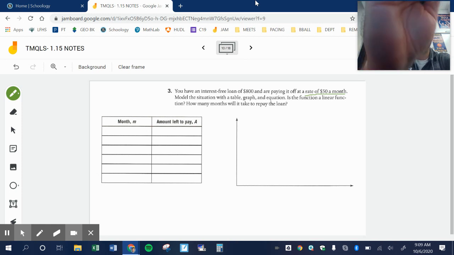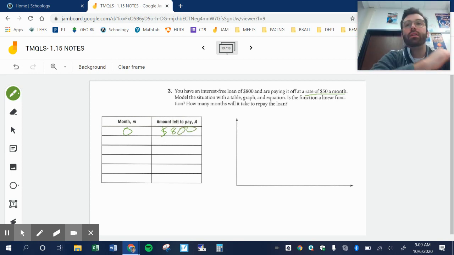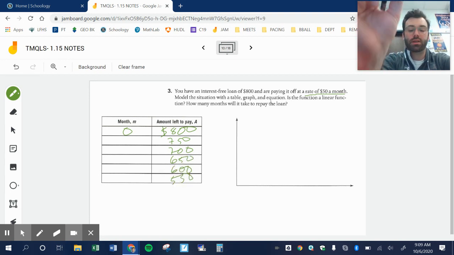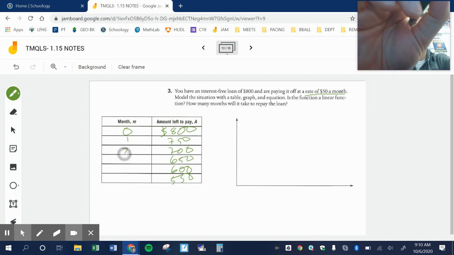So at month 0, I owe $800. I pay it off $50 a month, so then I owe $750, and then I owe $700, and then I owe $650, and then I owe $600, and then I owe $550. So the amount I owe is decreasing by $50 a month, and the number of months is just going up by 1 every single time.